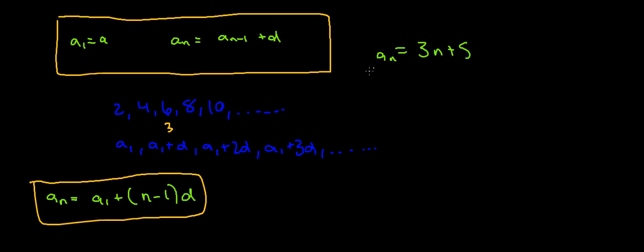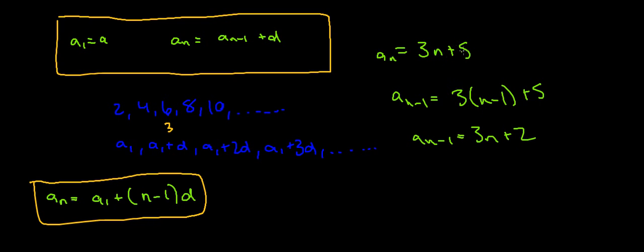So this is the formula: a_n = a_(n-1) + d. So I just need to figure out what the difference is. Here it's obvious that it's 3, but if I wasn't sure. So I've got that part. Now I'm going to plug in a_(n-1) is equal to 3(n-1) + 5. Multiply this out. 3n minus 3 plus 5, so plus 2.